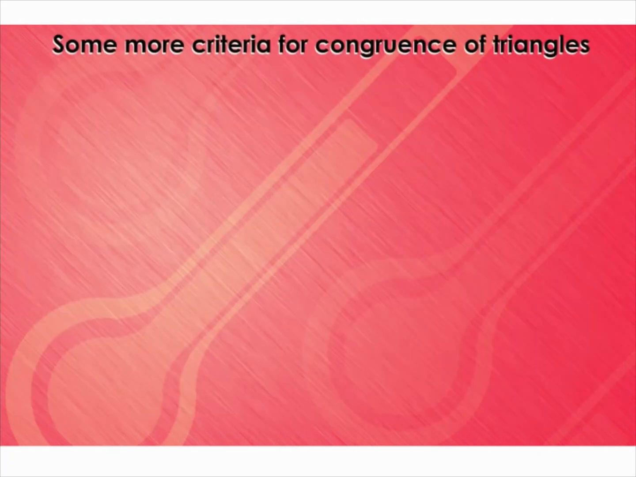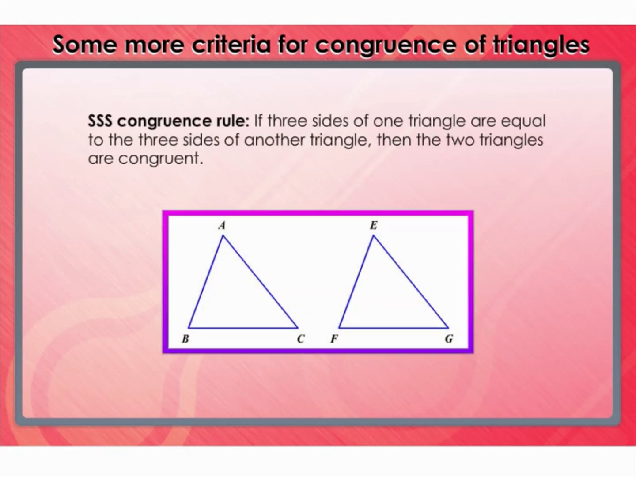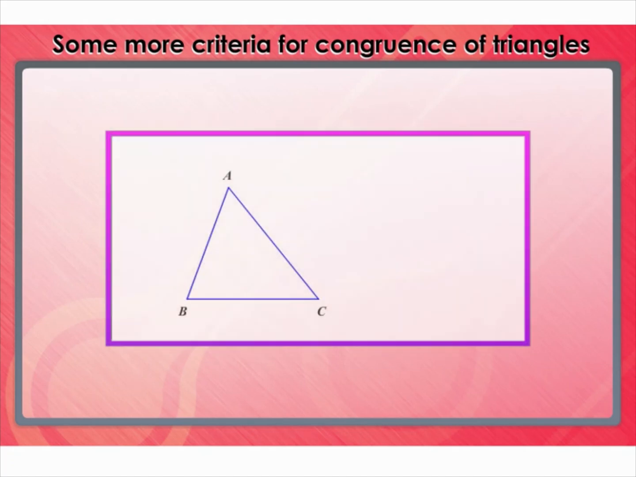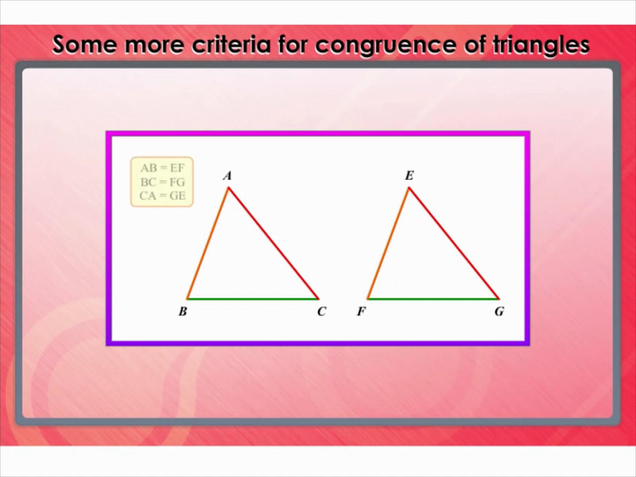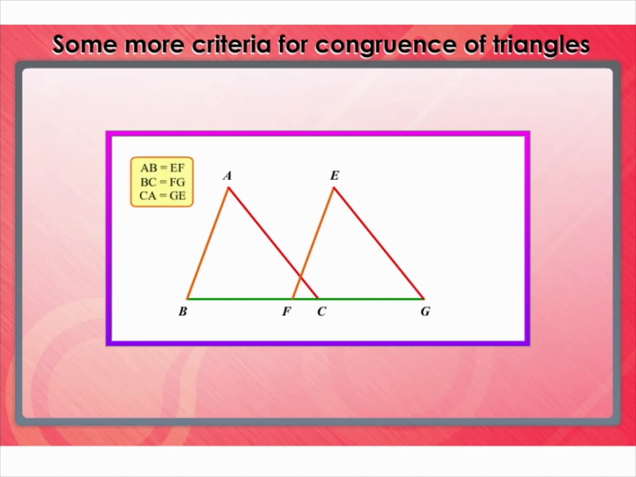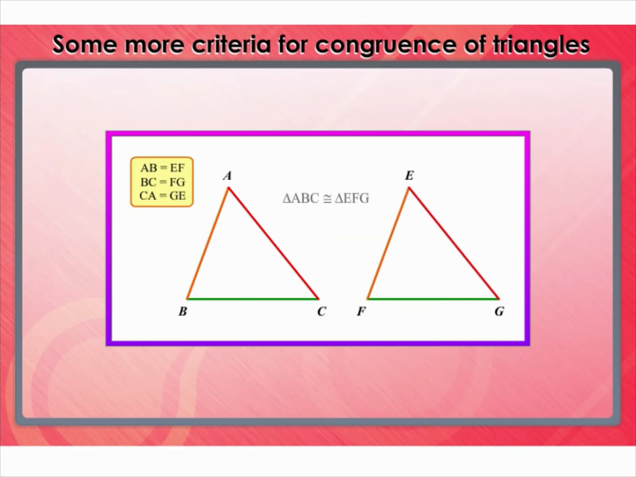Some more properties of congruent triangles. If three sides of one triangle are equal to the three sides of another triangle, then the two triangles are congruent. This is referred to as the side-side-side or SSS congruence rule. This can be proved by construction. Consider triangle ABC. We now construct triangle EFG by using the sides of triangle ABC. On comparing, we see the respective sides are equal. Therefore, the triangles are congruent.